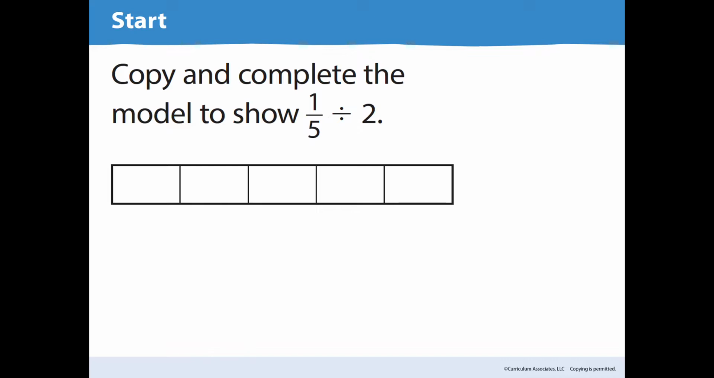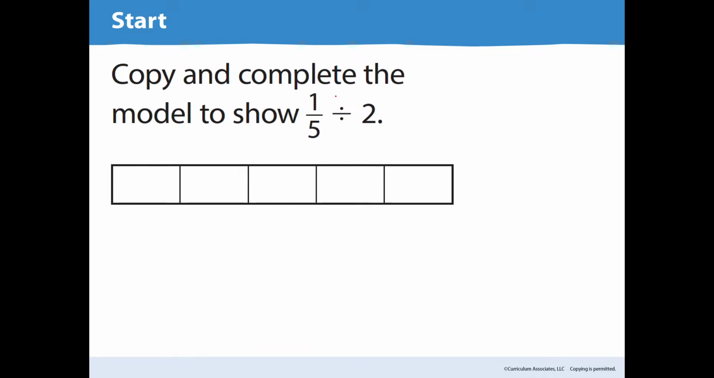Here's today's warm-up problem. Copy and complete the model to show 1/5 divided by 2. At this point, I'd like you to please pause the video so you can work out the problem and then press play again when you have your solution. All right, let's look at our solution.